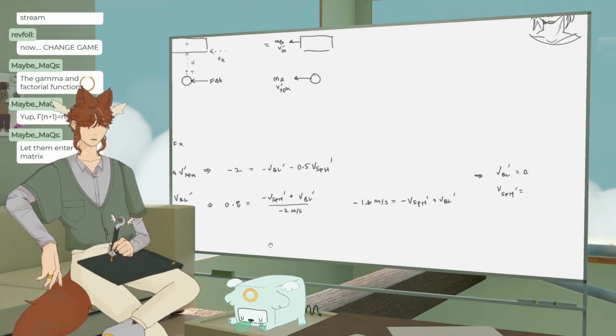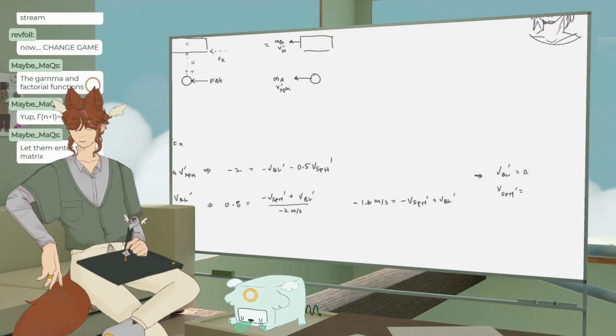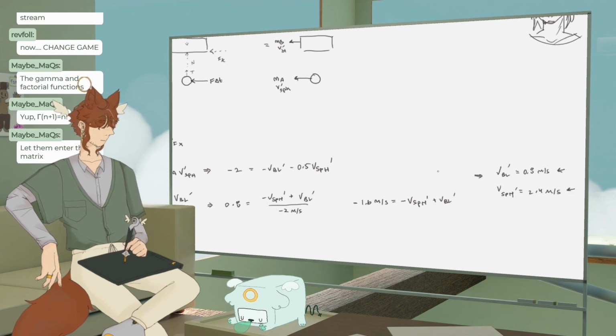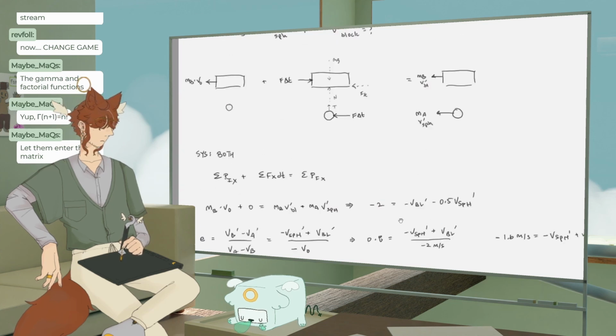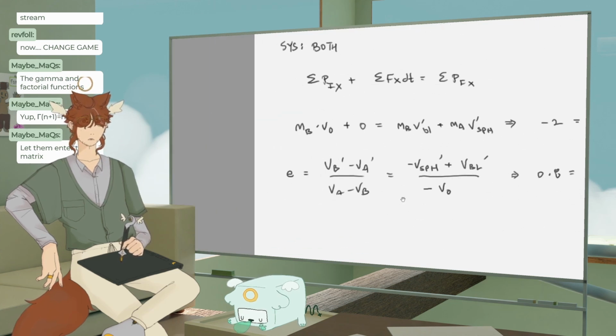Wait, what? I erased this. I don't want to erase this. Why did I go so far back? Meters per second to the left, 2.4. All right, we got that. Let me just check something real quick. Okay, cool. What else do we need? Let's do work and energy.